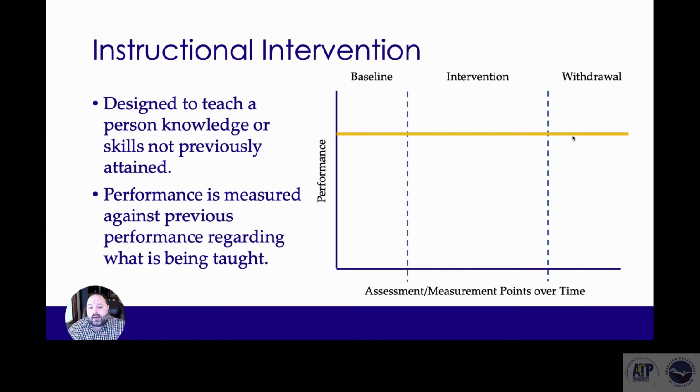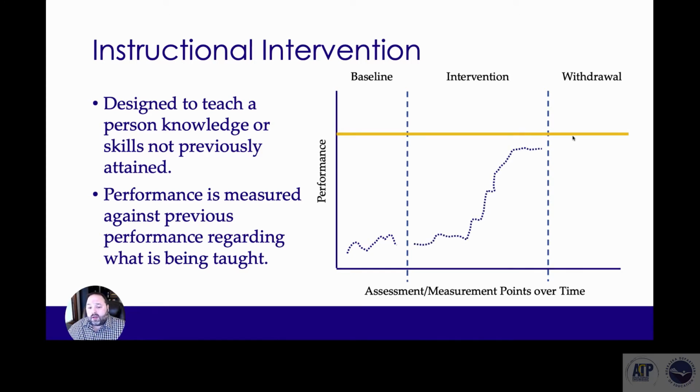This solid line represents the goal. This is the desired performance level that we want an individual to perform. So let's put this in terms of an instructional intervention. Again, baseline is the performance before the intervention occurs. And we can see that there is a gap between the baseline performance and the goal where the individual needs to perform.